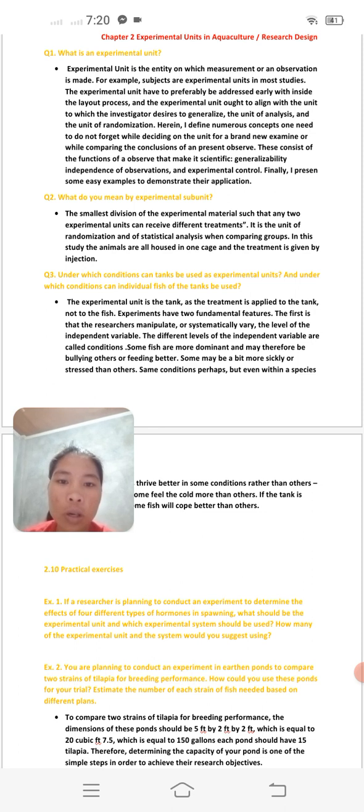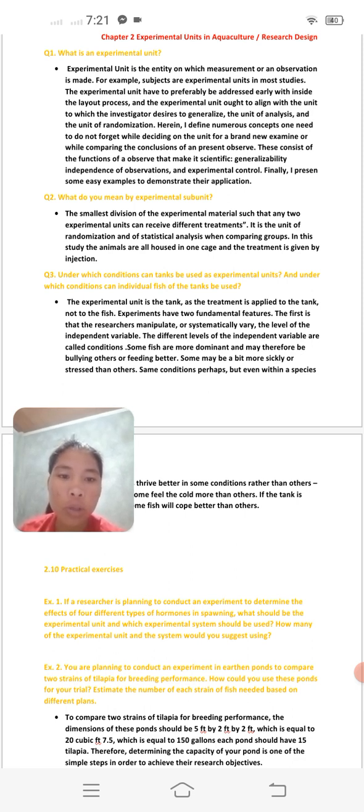Question number 3. Under which condition can tanks be used as experimental units and under which condition can individual fish of tanks be used? The experimental unit is the tank as the treatment is applied to the tank, not the fish. Experiments have two fundamental features. First, researchers manipulate or systematically vary the level of the independent variable. The different levels of the independent variable are called conditions.